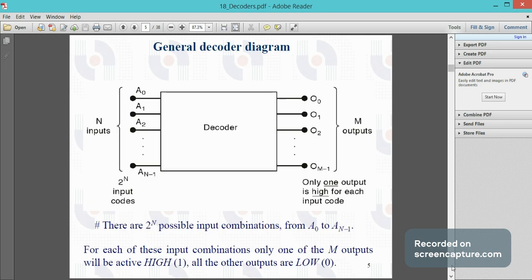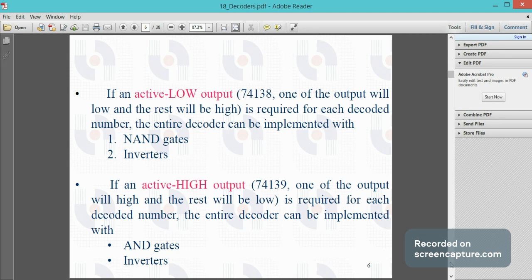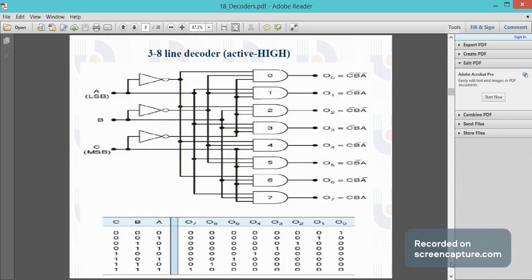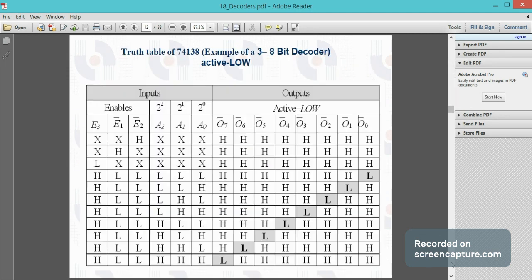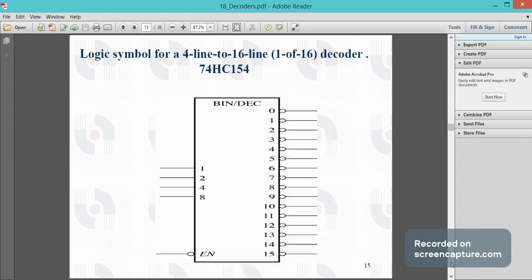Now moving forward to our next slide, this is the logic diagram of the decoder. It will accept n inputs and give 2 to the power n outputs. Now our main objective is to study the application of the decoder, which is the most important in logic circuits. This is a 1 of 16 line decoder. If the n input is 4, then 2 to the power 4 gives us 16 combinations, which is 0 to 15.